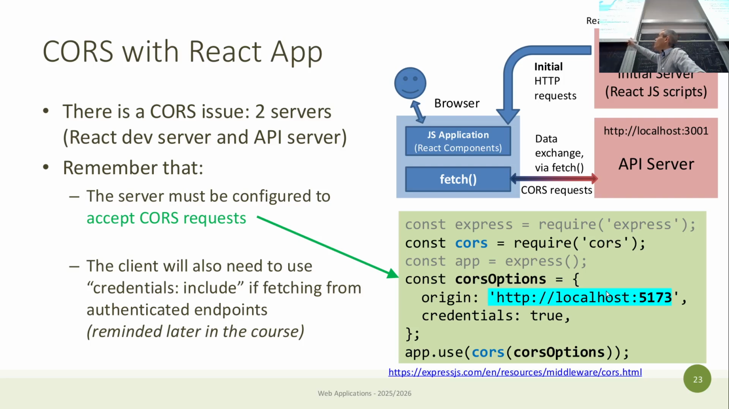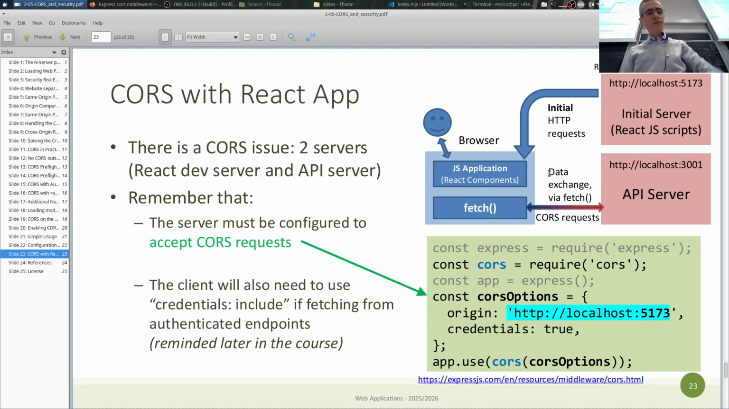Also, if you need to handle credentials, these cookies and so on, you cannot use the star. That's forbidden, because it doesn't make sense. You send credentials, the cookie and so on, to access private information, and then you want to make the response available to everybody. That doesn't make much sense. So it's forbidden, and we need to explicitly list the origins that are allowed. And actually, let's try.